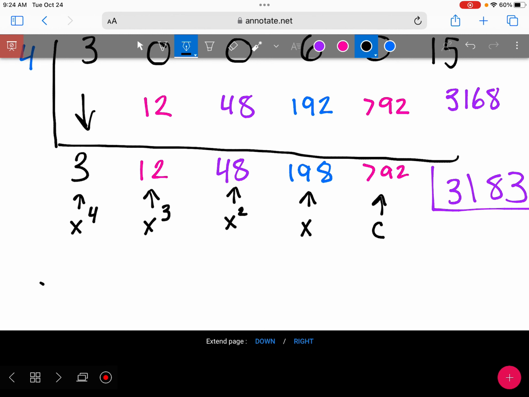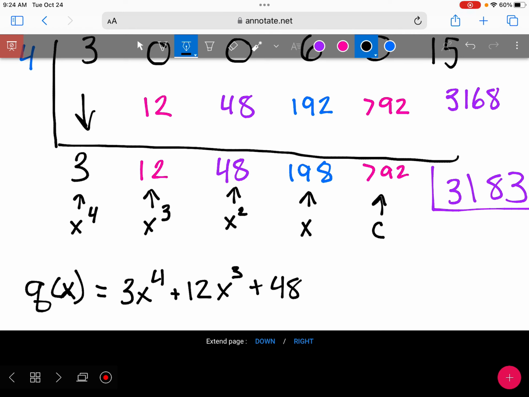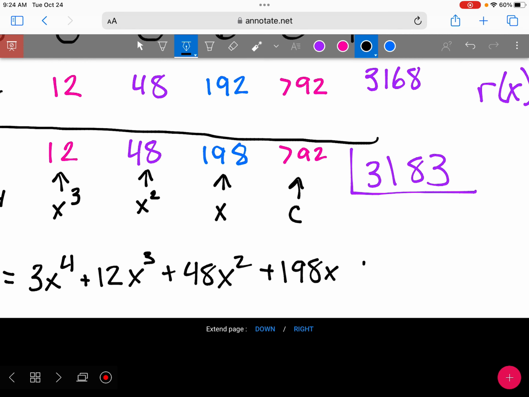So our Q of x, our quotient, that's an x. There we go. 3x to the 4th plus 12x cubed plus 48x squared plus 198x plus 729.